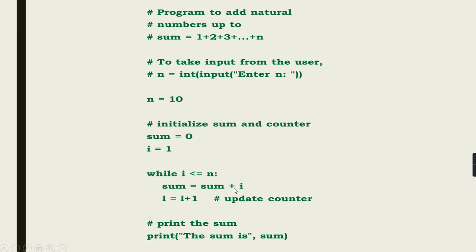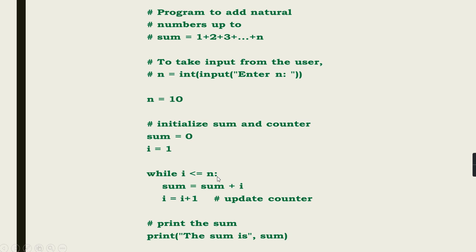So sum is equal to sum plus i. We will keep on adding the i variable to the sum, and we will increment or update the counter. So we will increment i every time this while loop is being executed. Every time the value changes from 1 to 2, 2 to 3. So every time 1 is added to i, and that number is being added to sum. So at the very beginning the value of i will be 1, and the value of n is constant, 10. So sum is equal to sum plus i, so 0 plus 1. So sum will store 1. i is equal to i plus 1. Now i will become 2.